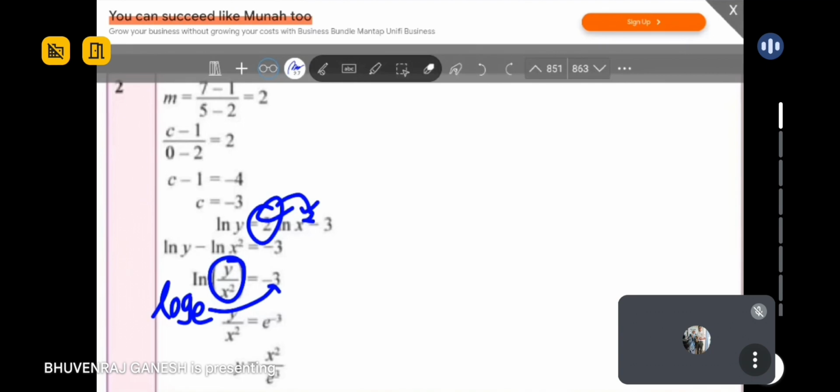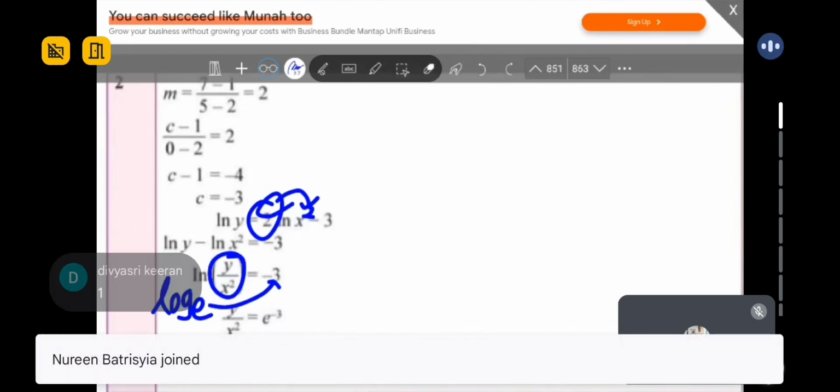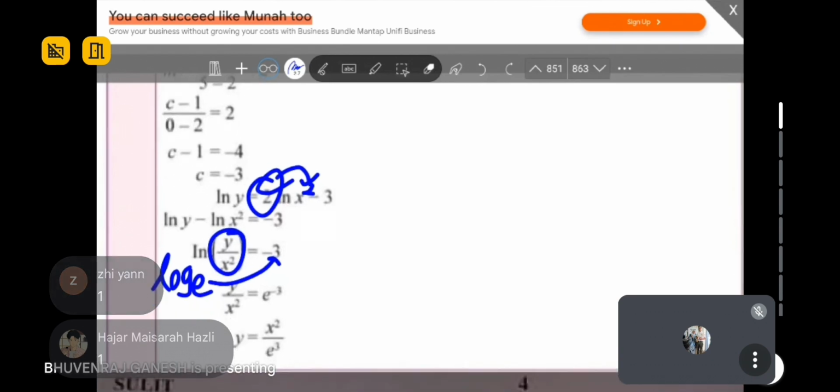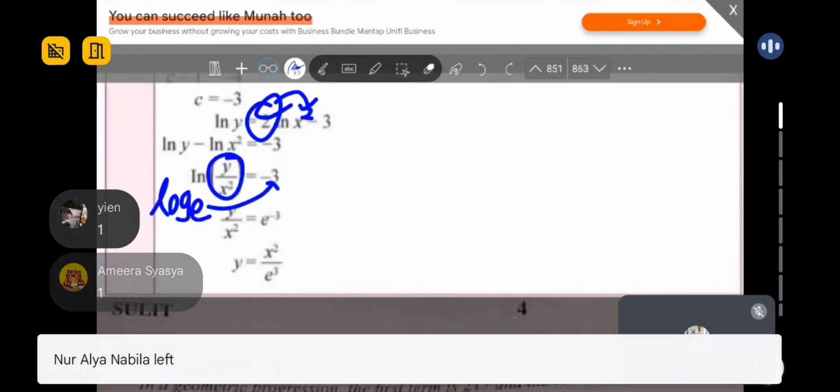So far, guys, 1 or 2? 1 maksudnya kamu faham, 2 maksudnya tak faham. 1 understand, 2 don't understand. Okay, understand so far. Very good.